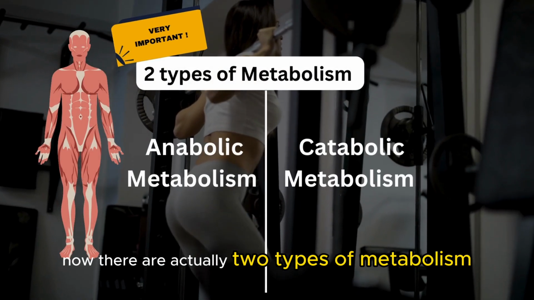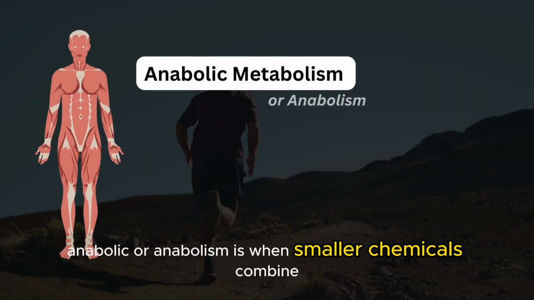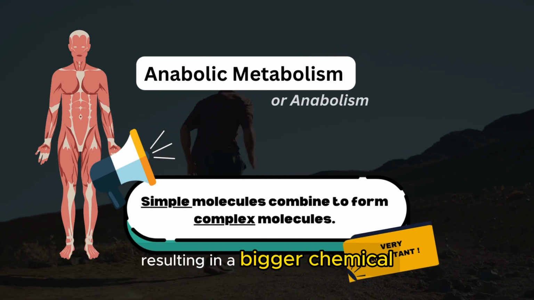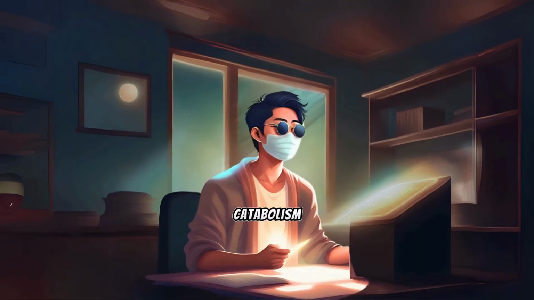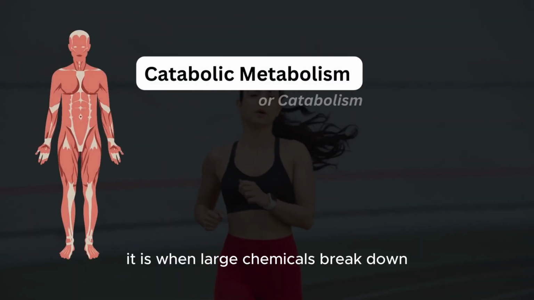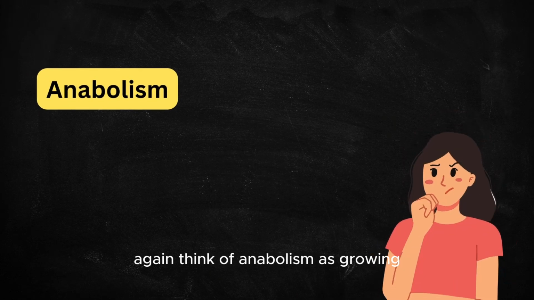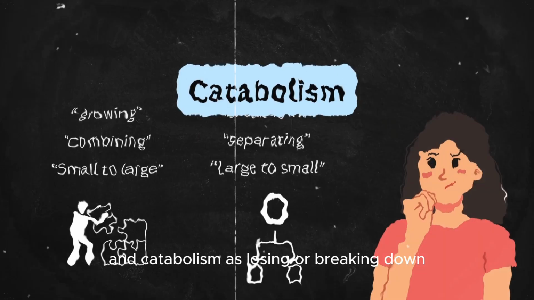Now, there are actually 2 types of metabolism: anabolic and catabolic. Anabolic or anabolism is when smaller chemicals combine, resulting in a bigger chemical. So think of it as growing. Catabolic or catabolism is the opposite. It is when large chemicals break down into smaller chemicals. Again, think of anabolism as growing and catabolism as losing or breaking down.